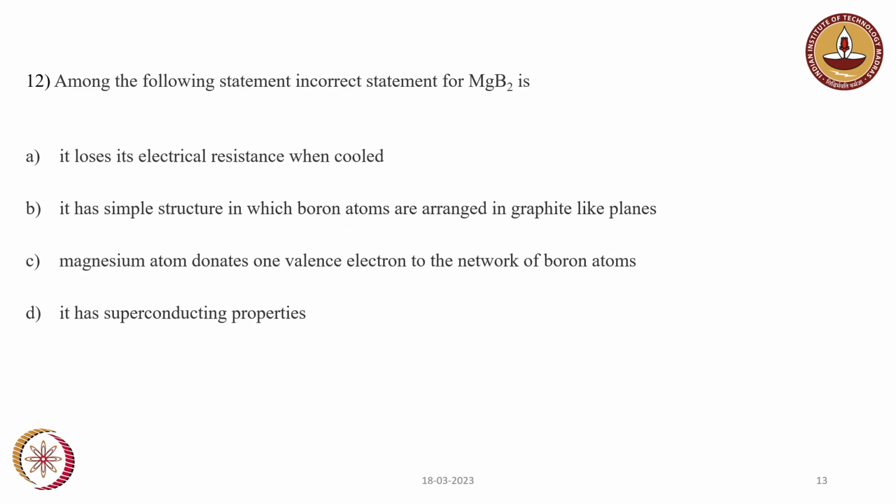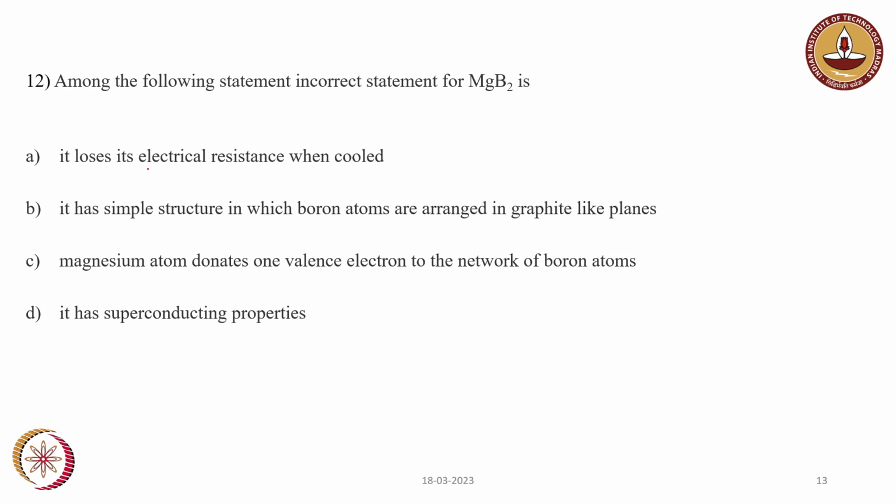Next question is, among the following, the incorrect statement for magnesium boride is option A, it loses its electrical resistance when cooled. Option B, it has a simple structure in which boron atoms are arranged in graphite-like planes. Option C, magnesium atom donates one valence electron to the network of boron atoms. Option D, it has superconducting properties.